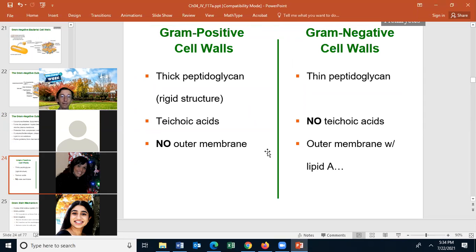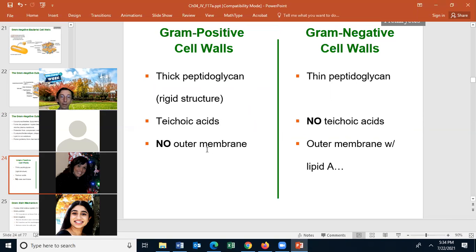The gram-positive cell wall has a thick peptidoglycan structure, and it's a rigid structure. The gram-negative cell wall has a thinner peptidoglycan layer, and it's not as rigid. It still is rigid, and the cell wall can protect the cell, but it's just not as rigid as the gram-positive cell wall. You can find teichoic acid in gram-positive cell walls. There's no teichoic acid in the gram-negative cell wall.